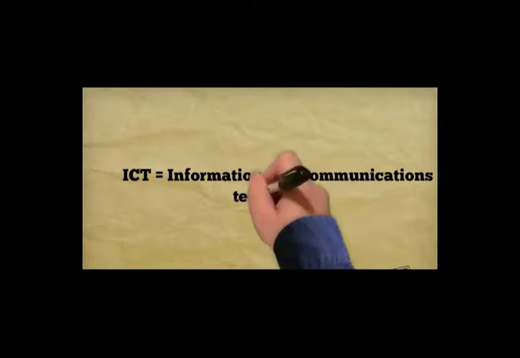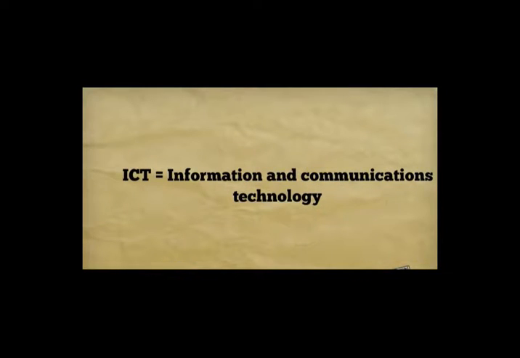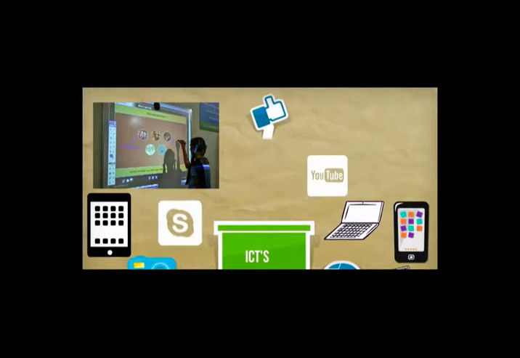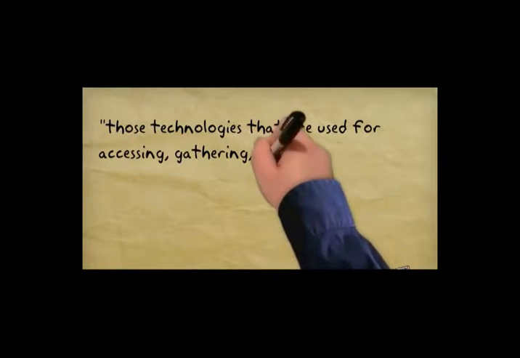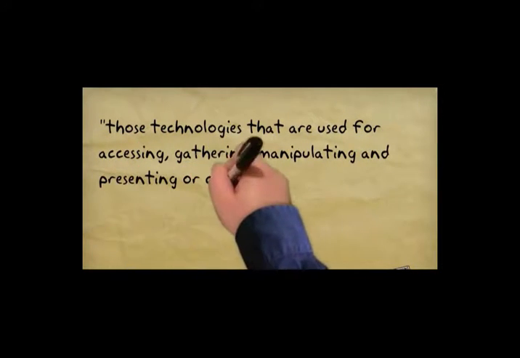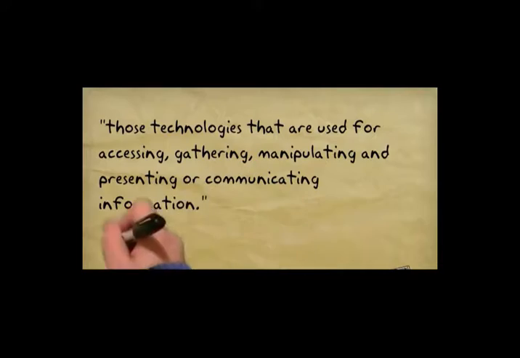Firstly, ICT stands for Information and Communications Technology. ICT are things like an interactive whiteboard, digital camera, computers, iPods, computer games, blogs, emails, and the list goes on. A great definition of ICT comes from Toomey, who describes ICTs as those technologies that are used for accessing, gathering, manipulating, and presenting or communicating information.